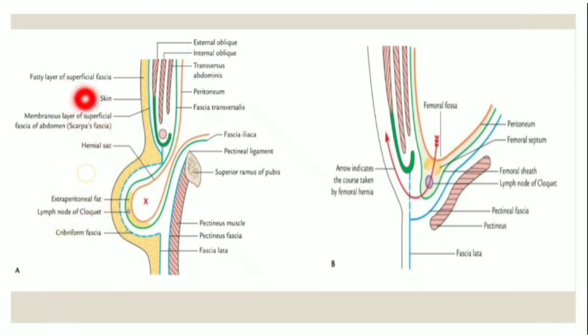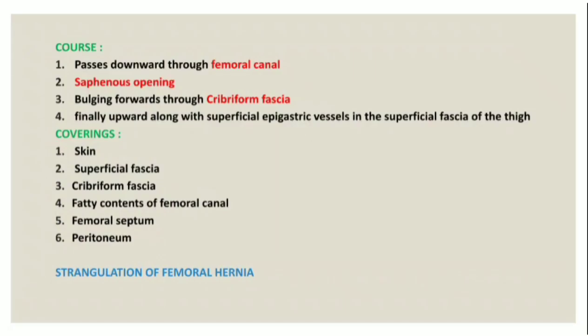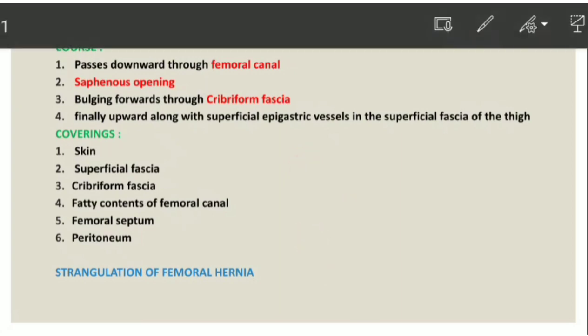If you see over here, you will have fatty contents of the femoral canal. This is fatty content, extraperitoneal fat. Then after that, you will have the femoral septum. Then peritoneum. That's what I said, one of the coverings is called peritoneum. Okay, so what do you mean by strangulation? Strangulation of femoral hernia is very important.